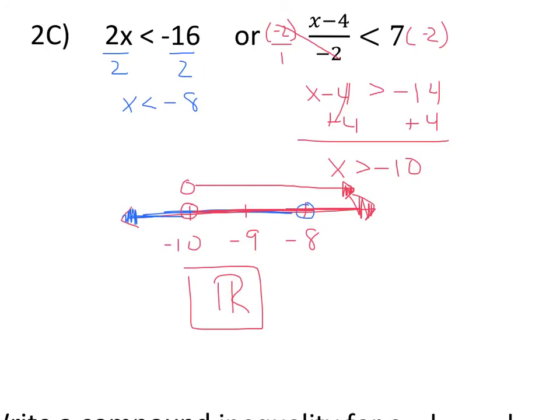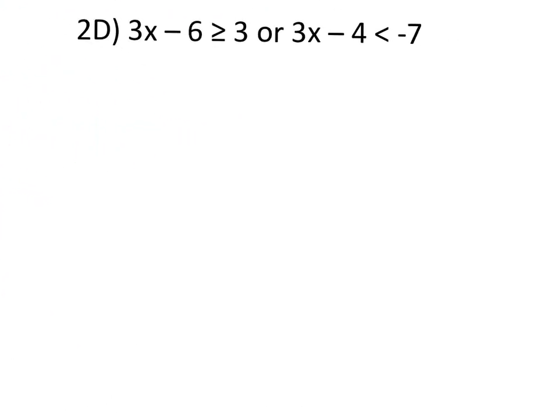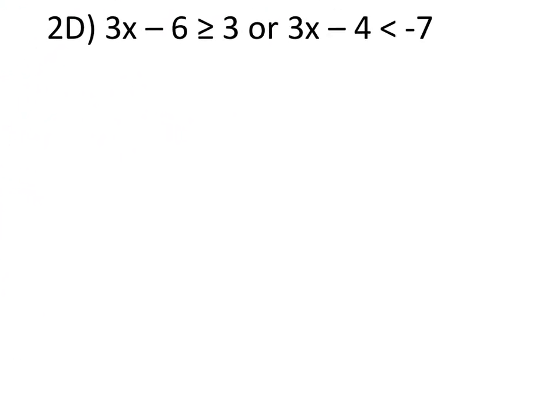Okay. All right, let's take a look here at one more of these. I'm going to start by solving again. So I'm going to start by adding the 6 to both sides. So I've got 3x is greater than or equal to 9. Divide by 3. X is greater than or equal to 3.